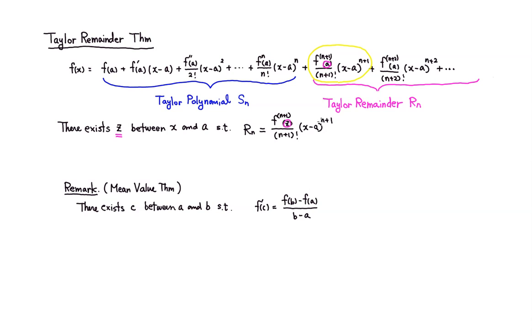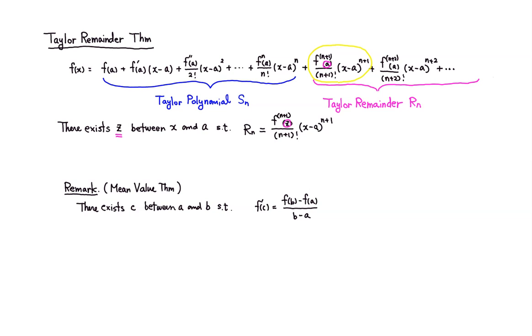So a little remark about the Taylor remainder theorem. If you look at the mean value theorem, if you remember, the statement is that there exists some c between a and b such that the derivative of f at c is exactly equal to this difference quotient. The mean value theorem is actually a special case of the Taylor remainder. It's the Taylor remainder for R0. So let me explain.